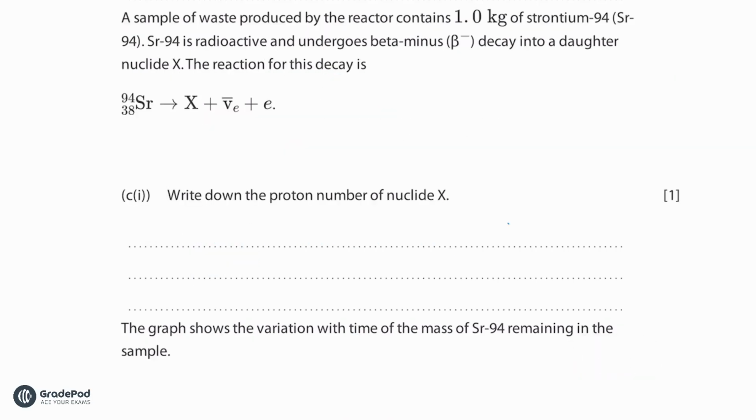A sample of waste produced by the reactor contains 1 kilogram of strontium-94. Strontium-94 is radioactive and undergoes beta-minus decay into a daughter nuclide X. The reaction for this decay is shown. Write down the proton number of nuclide X. Our beta particle has the following proton and nucleon numbers, and the left-hand side has to balance the right-hand side. So we have to have 39 protons minus 1 to equal 38. The proton number is 39.